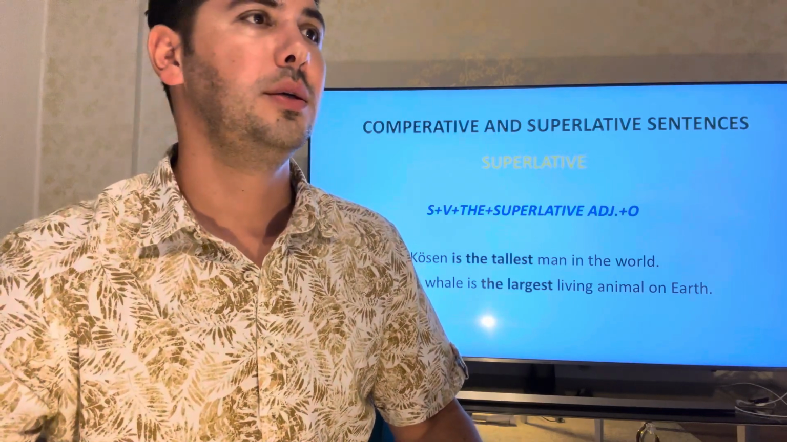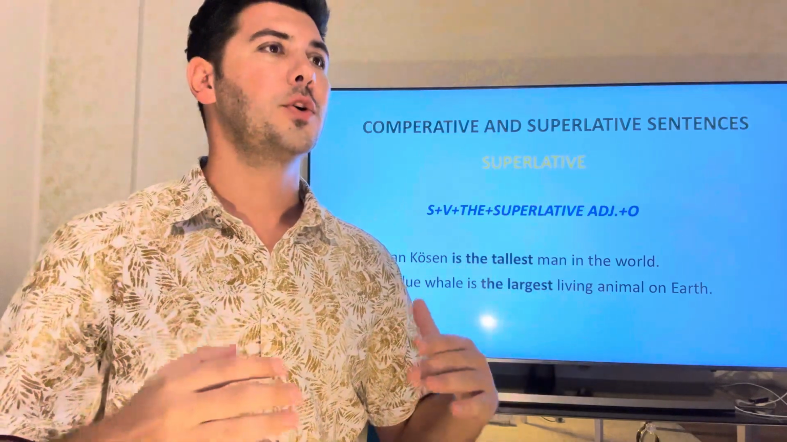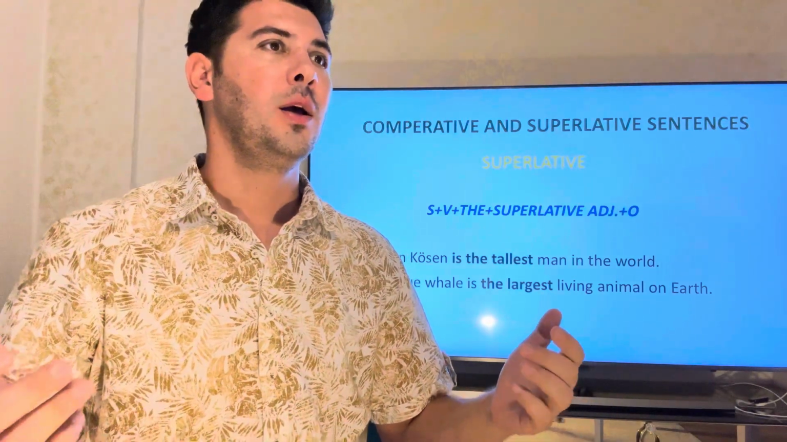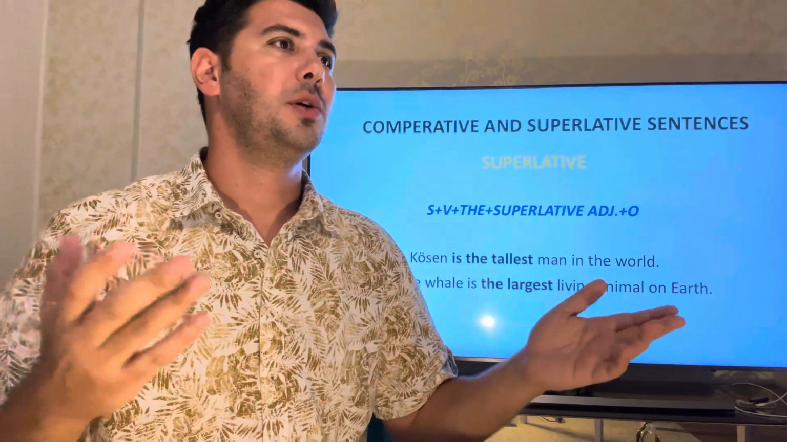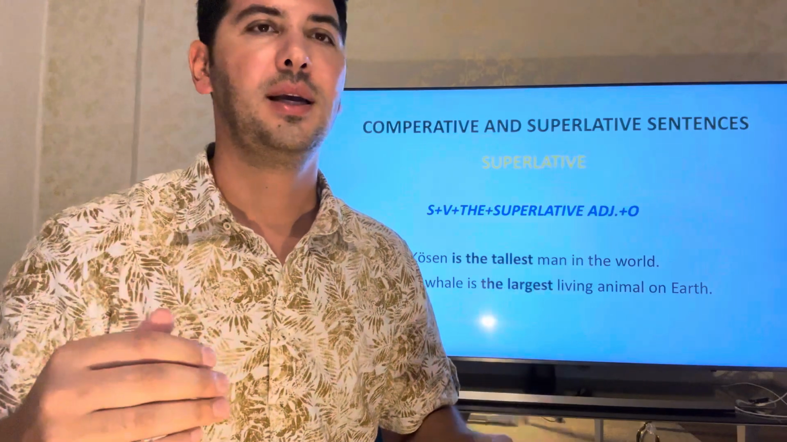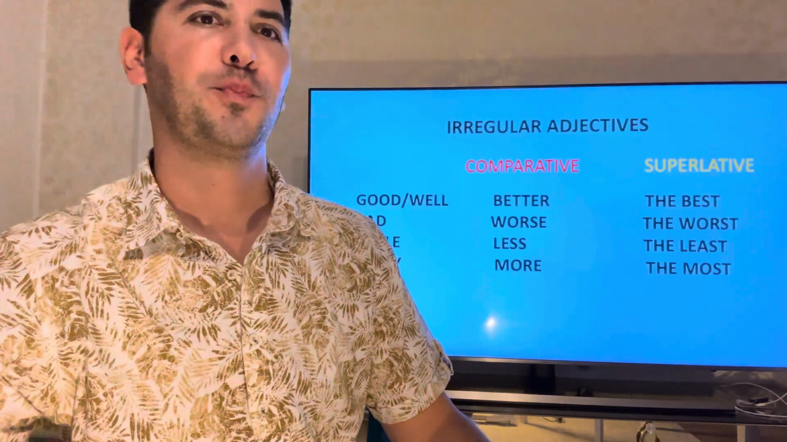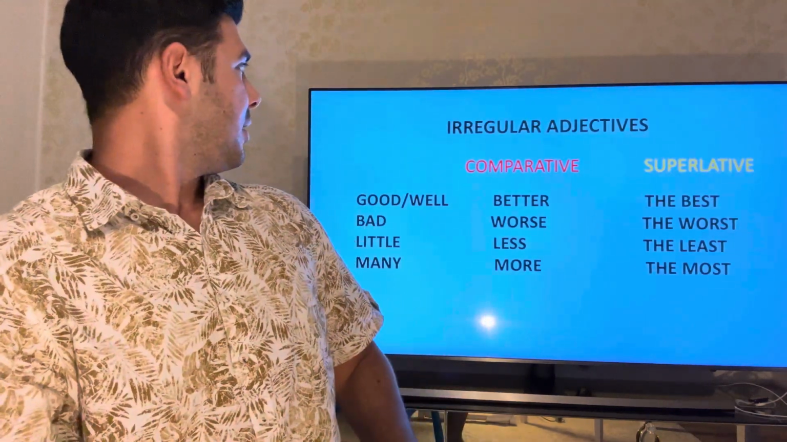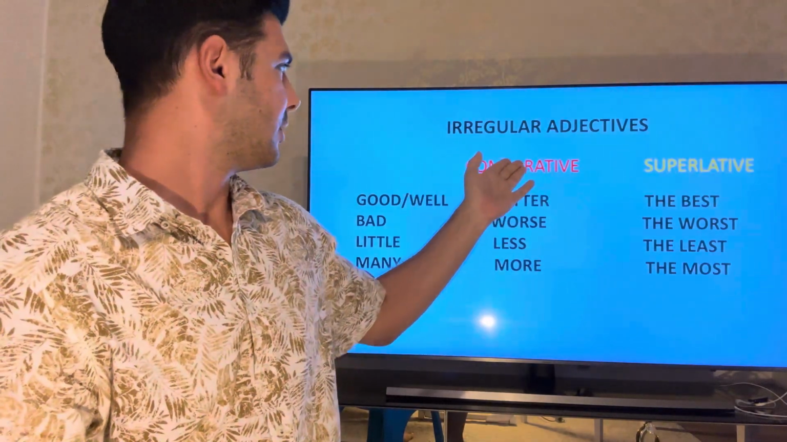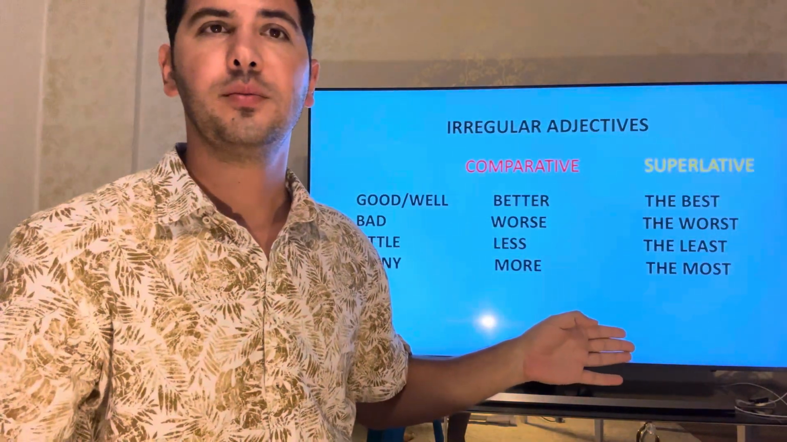The blue whale is the largest living animal on earth. Now we are going to go completely outside these rules. Of course, with irregular adjectives. Maybe you can say, teacher, what are the comparative and superlative forms of these irregular adjectives? Let's take a look together. Look at this slide. Good, well, better, the best, bad, worse, the worst, little, less, the least, many, more, the most. Is there a rule?